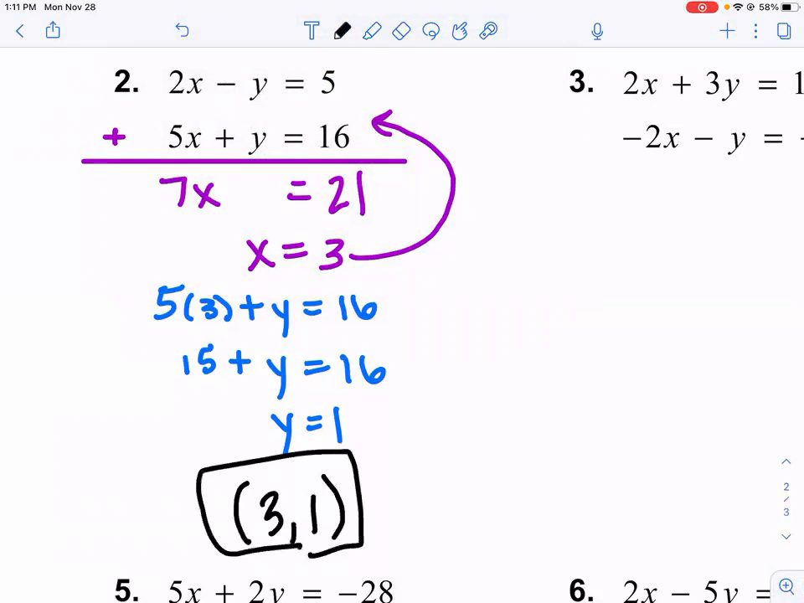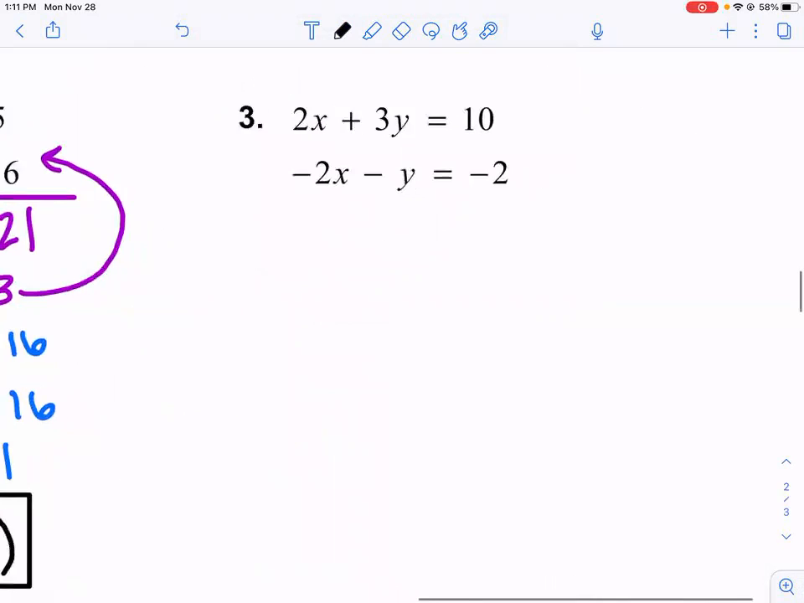Okay, let's check our work. Make sure we have an answer that makes sense. Is 2 times 3 minus 1, 5? Yes. Good. Is 5 times 3 plus 1, 16? Yes.